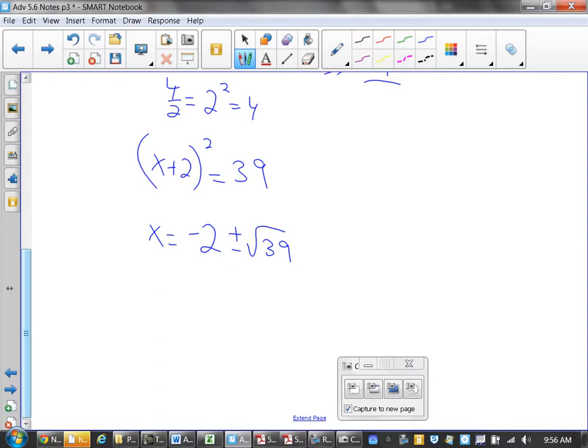Now, when we're dealing with areas, we're talking about side lengths. It can't be negative. So in this case, which one am I going to throw out? The negative 2 plus root 39 or the negative 2 minus root 39? I'm going to throw out the negative 2 minus root 39. So my only answer is going to be negative 2 plus root 39, because the square root of 39 is more than 6. So I know that that value is going to be a positive number. It'll be 4-ish. Does that help on that? Yeah. Okay. Let's go into the other parts on that one.